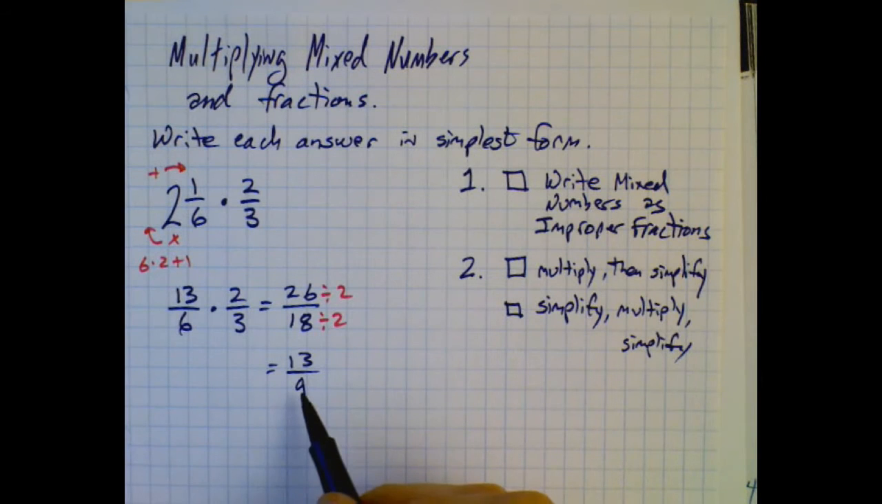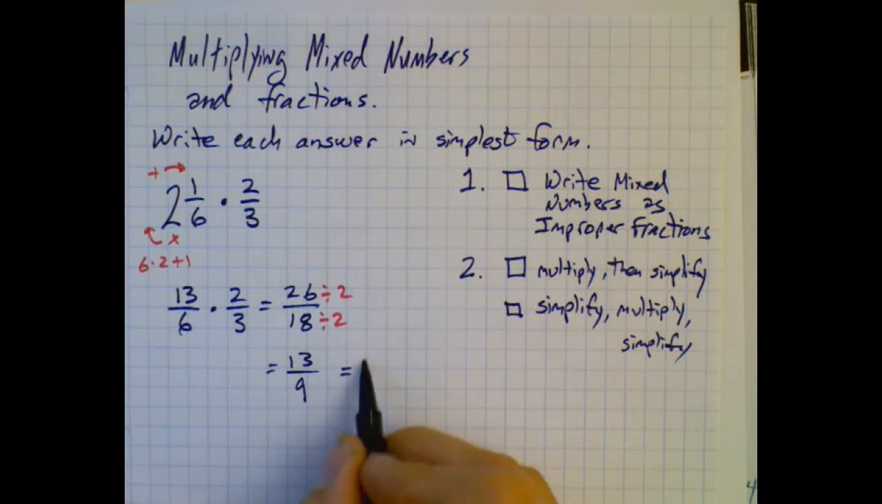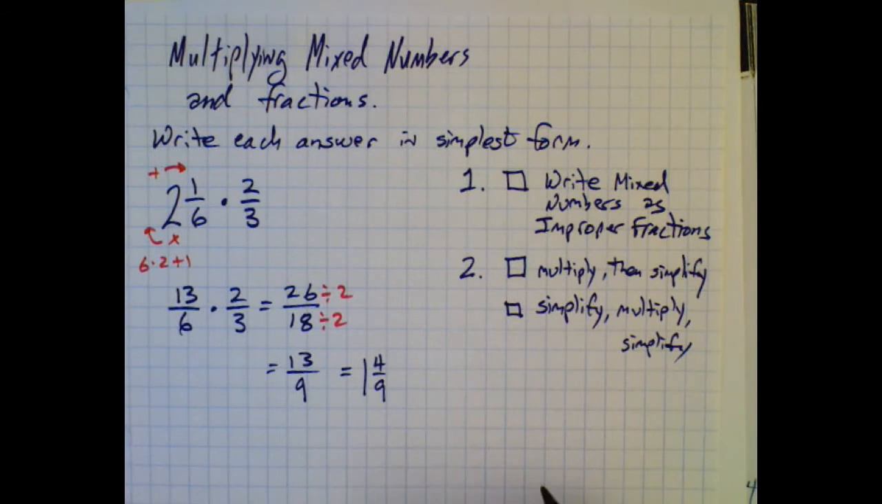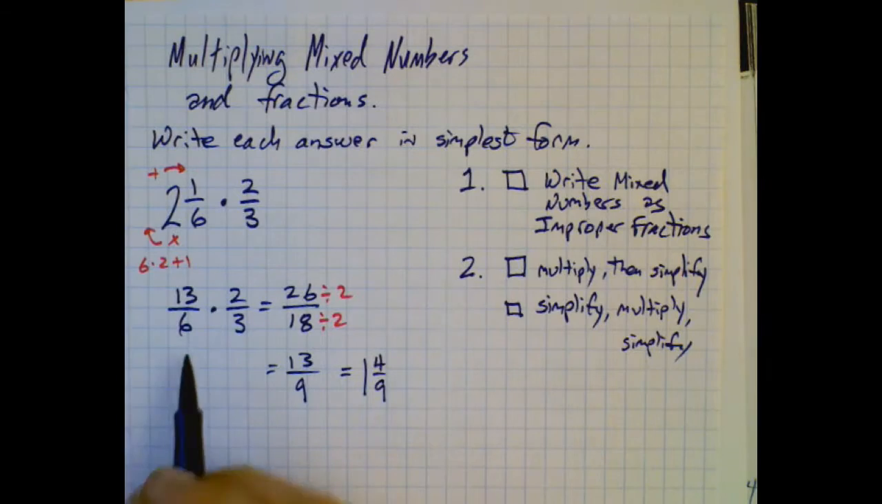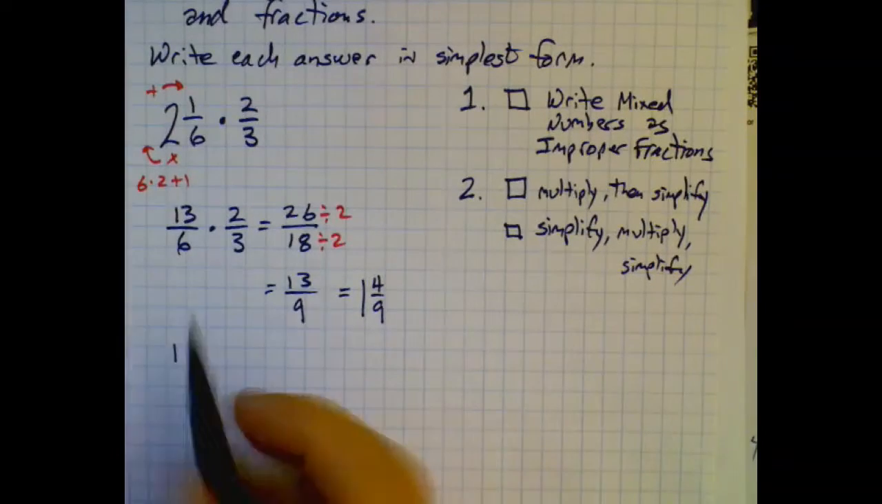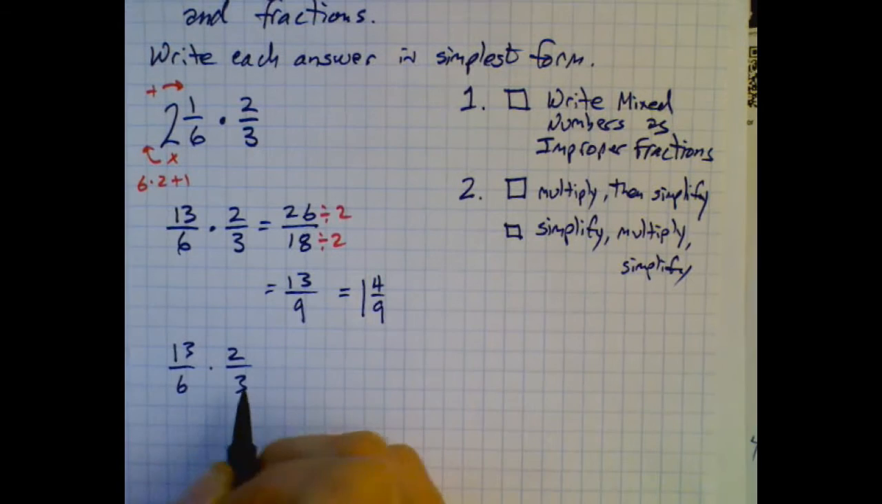Now, I can't reduce this any further, but can I rewrite this as a mixed number? Yes, because I can get at least one 9 out of 13. If I do, I have 4 left over, so I have 4 9ths left over. So there you go, there's my answer, 1 and 4/9. However, I'm going to rewrite this problem from this point one more time. 13 over 6 times 2 over 3.